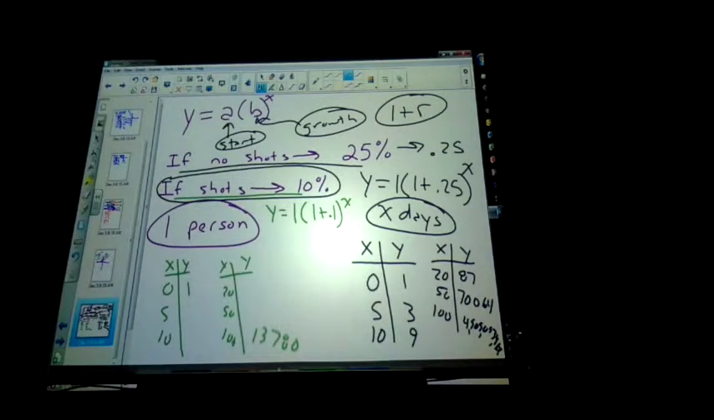100 days with our vaccination, 13,780. These are pretty close figures as far as the flus go. The flu will usually kill roughly 5,000 to 6,000 people in the United States every year with the vaccination. Not having that vaccination in there, you're losing a lot of people.